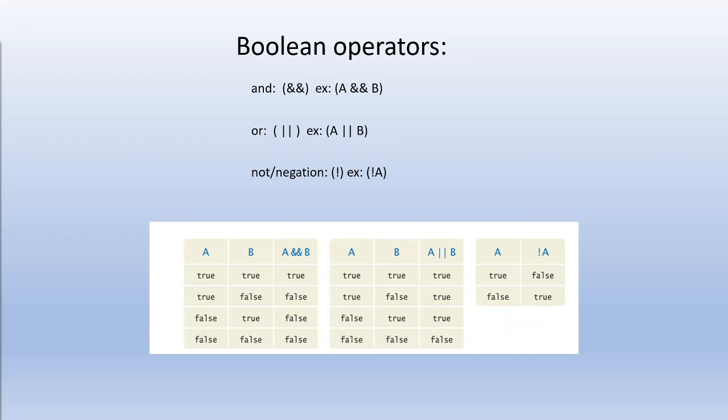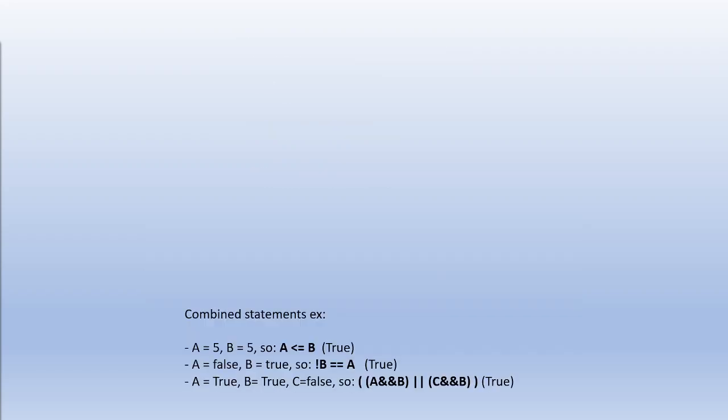With the not operator, you will get the opposite of what A is. So if A is currently true, then not A will be false. And the opposite logic applies. You can do this in reverse. So if not A is true, then A must be false.